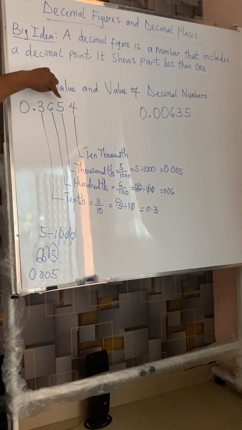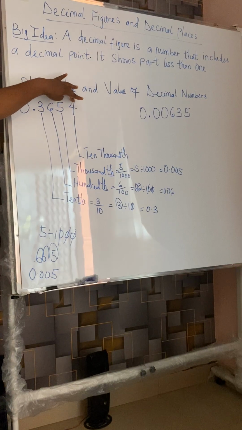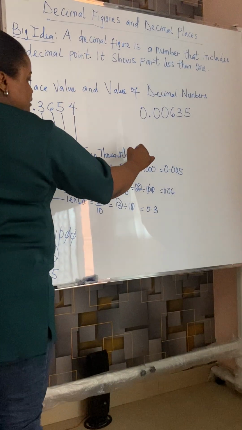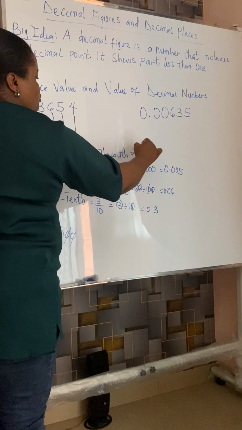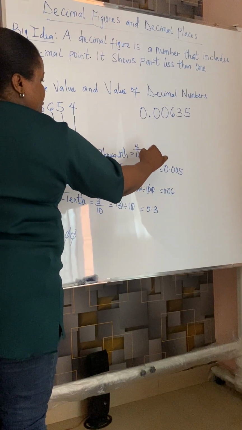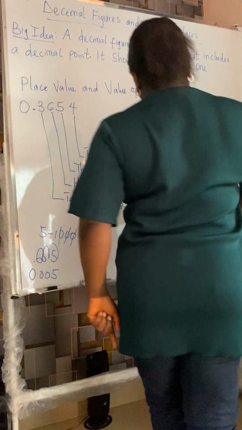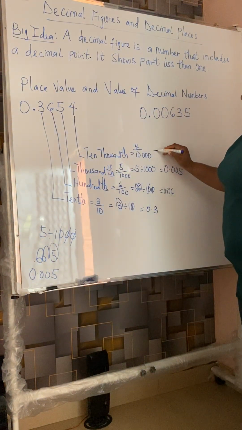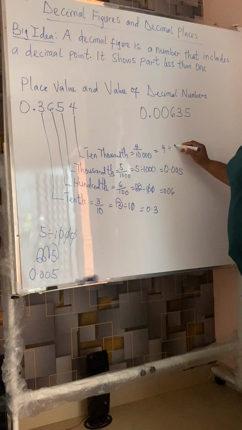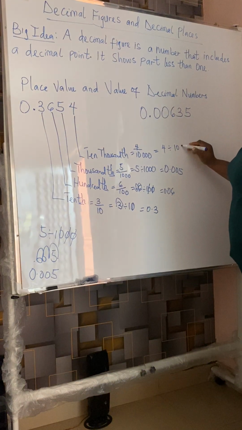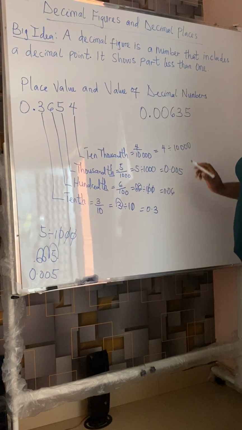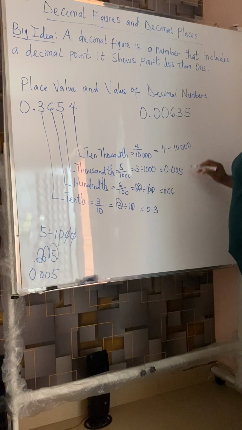And for the 10,000th, the number we have here is 4. So this is me saying 4 over 10,000. 4 over 10,000 is also the same thing as saying 4 divided by 10,000, okay? And if I'm dividing by 10,000, this is my 4.